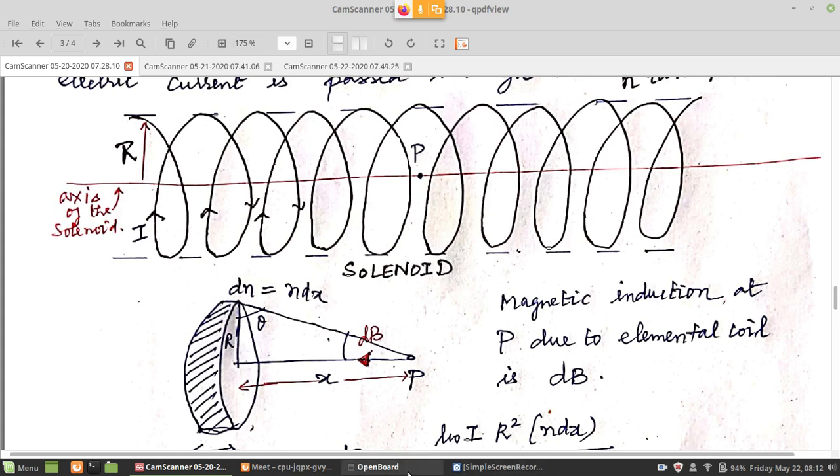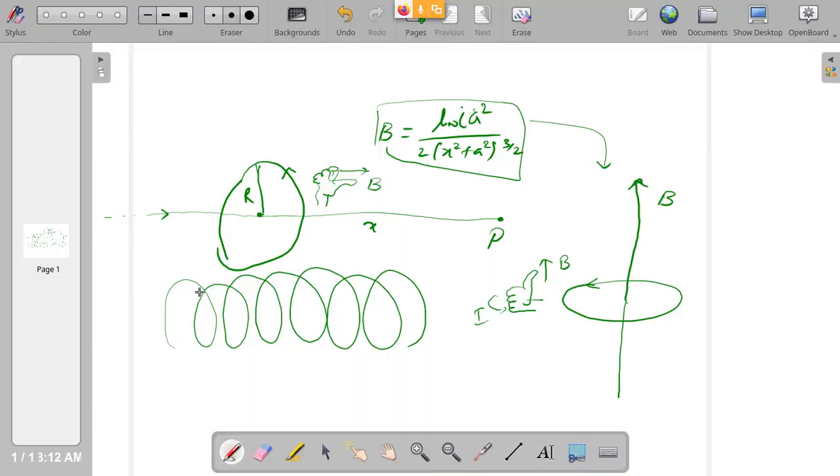Right, so we are basically using this one result, which is for one turn. For n turns we can do it, but a solenoid is not n turns, it is a very long tube, a very long coil. So we have to do it continuously. It is also not discrete. See, we can count here 1, 2, 3, 4, 5, 6 like that, but it is not n.